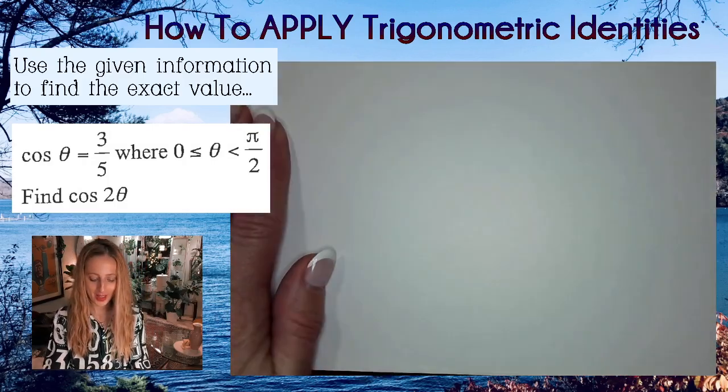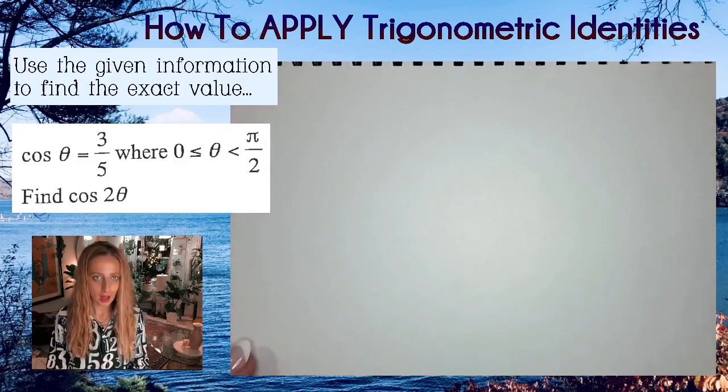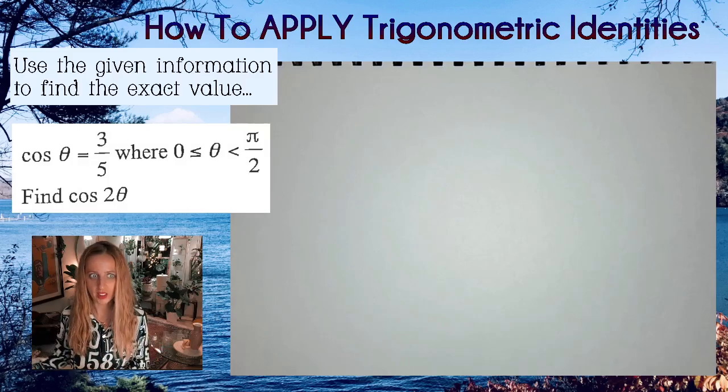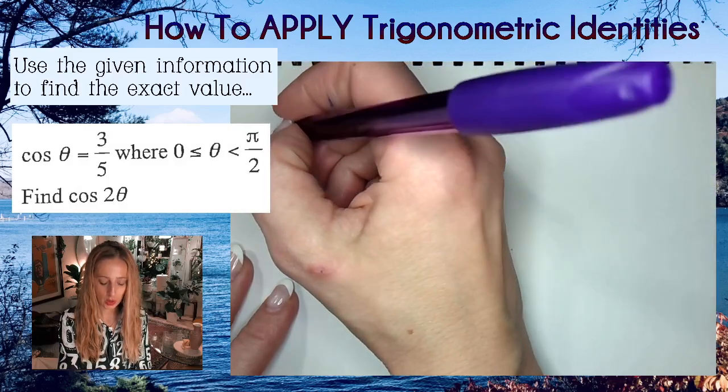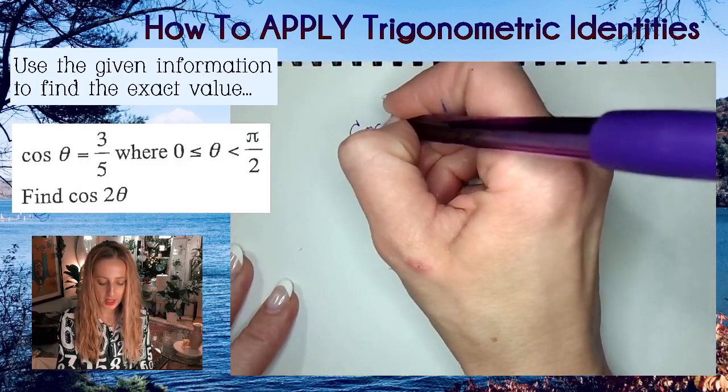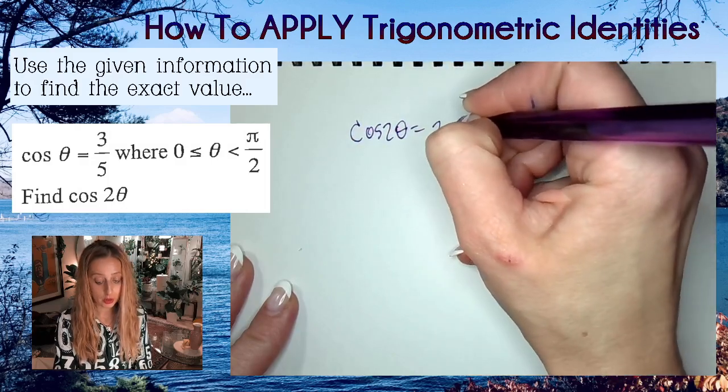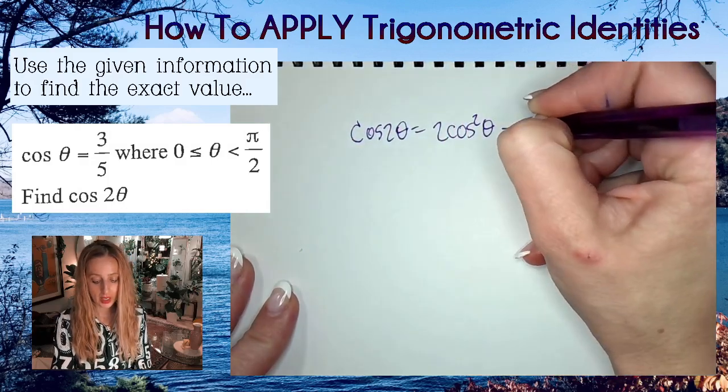Why, you ask? Thank you for asking. Because they gave us cosine already. This way we don't have to draw a triangle and find sine. Time is money. Keep it moving, right? So cosine 2 theta, I'm going to use 2 cosine squared theta minus 1.